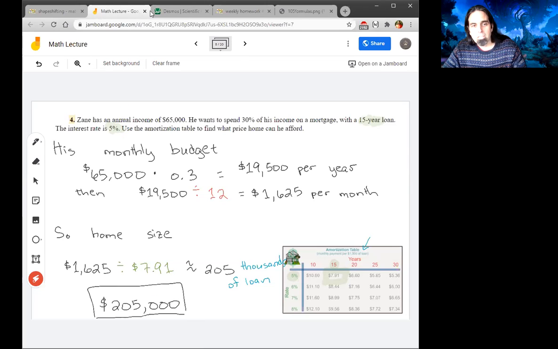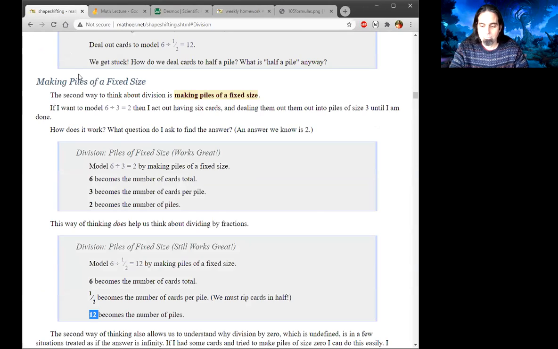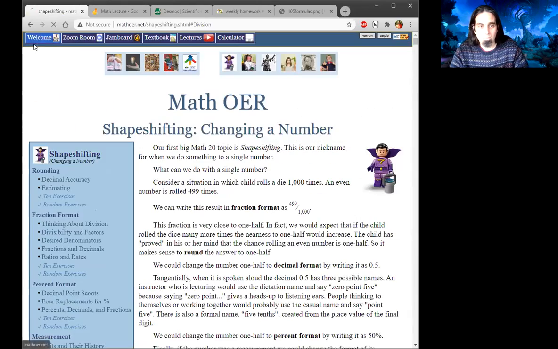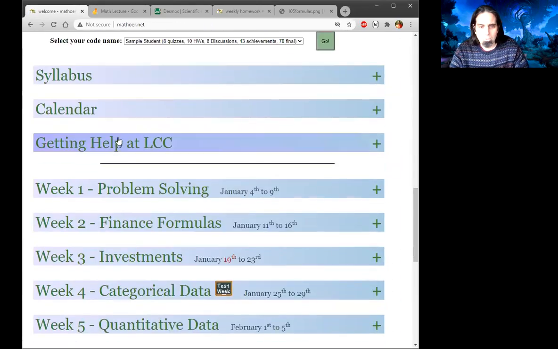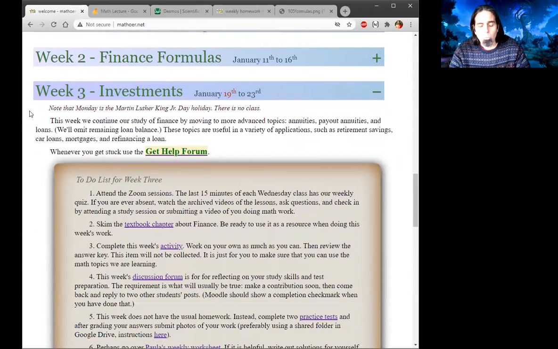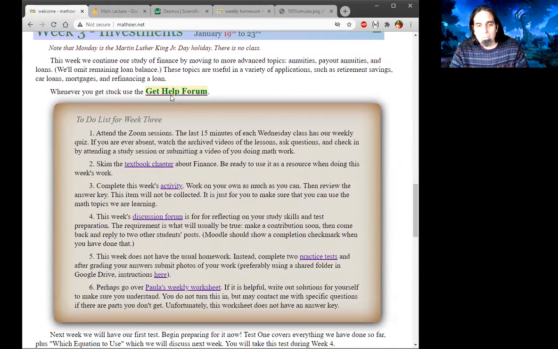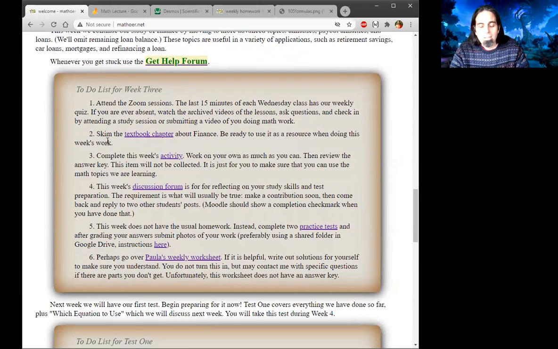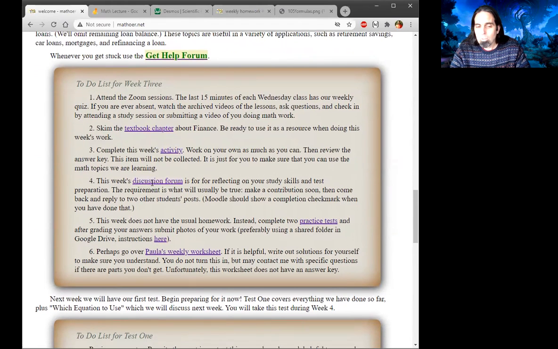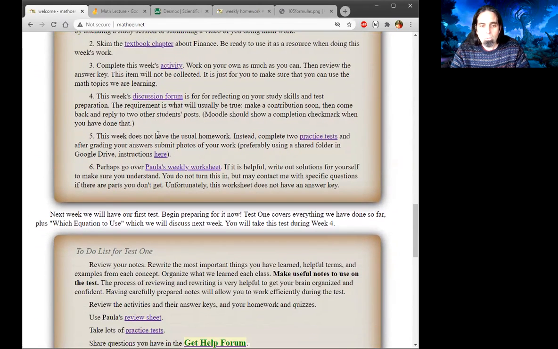Let's look at the practice test while we're here. We are in week 3. Welcome to week 3. Remember to use the Get Help forum on days like yesterday when I'm not at my computer much to do grading, and you can always ask each other for help. We have an activity this week. It might help you do more studying. There is a discussion forum for this week. Don't worry about it right now.